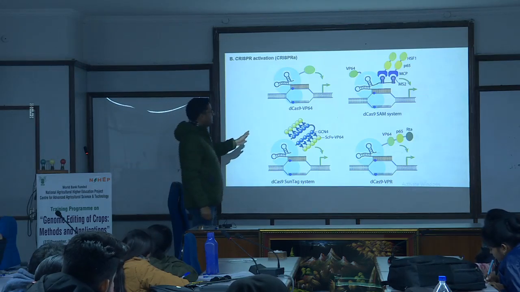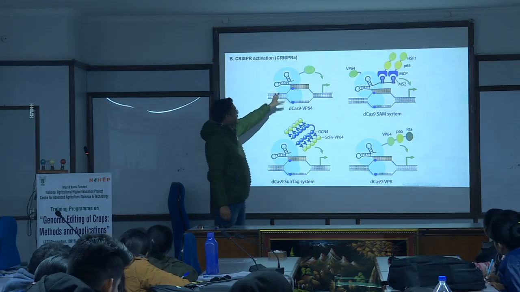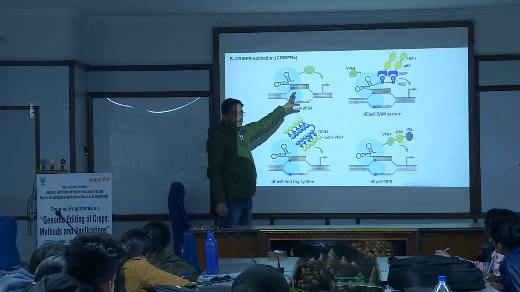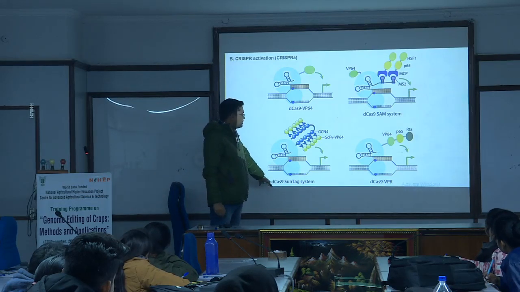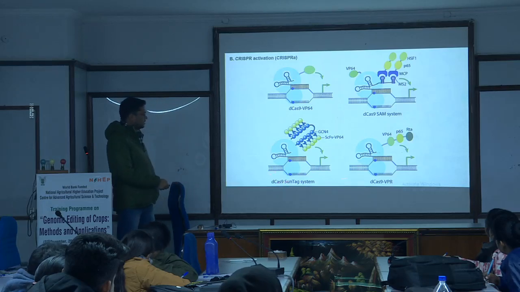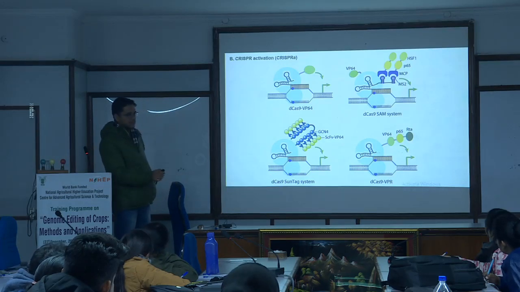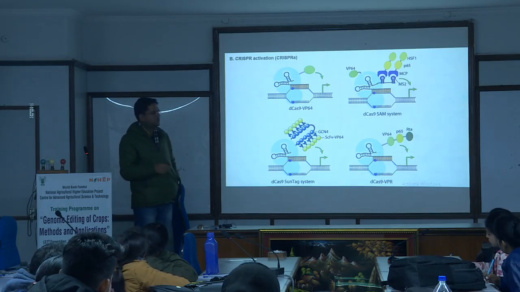Okay, so how can it be done? In this case, we are having only a single VP64. If we add multiple copies of this VP64, the expression is further enhanced. Okay, so for this we have different systems also. We have the dCas9 SAM system, dCas9 SunTag system, dCas9 VPR system. The only thing is that I'll give a brief idea. We won't go into detail of these systems.